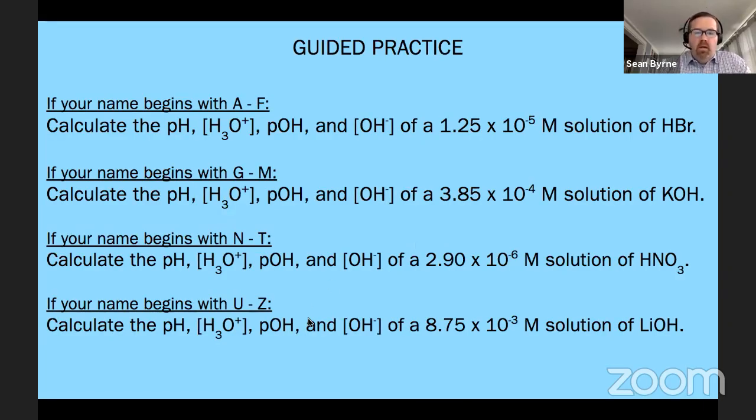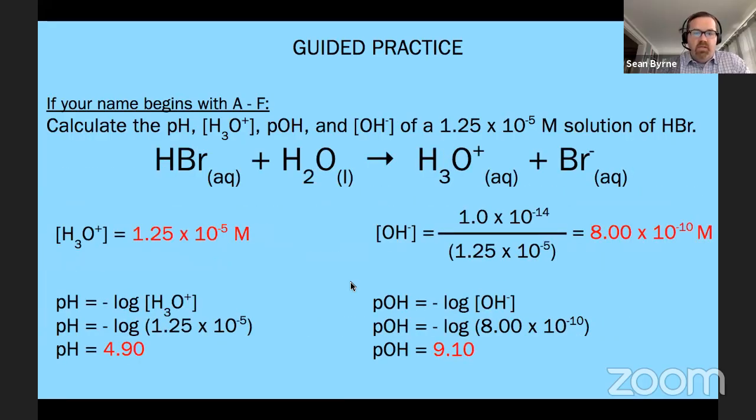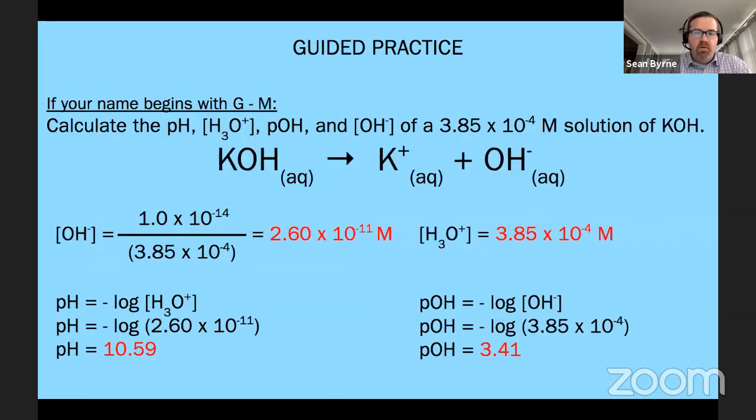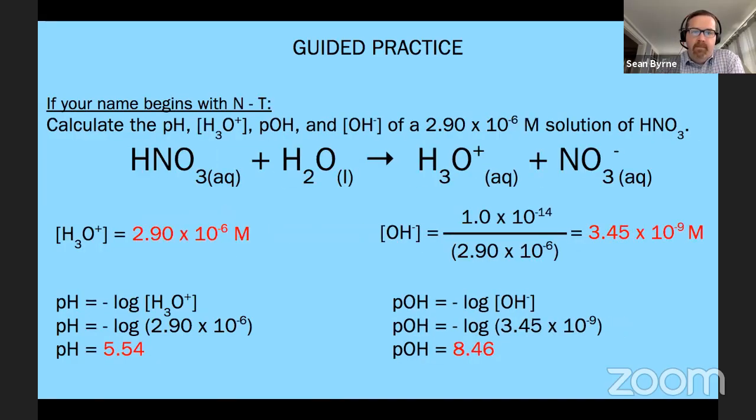The solutions should be here for the first problem, A through F. So if you were working along with us, check your work. If your name begins with G through M and you were doing our second problem, that is, on KOH, here's your solutions. If your name begins with N through T, here are your solutions.